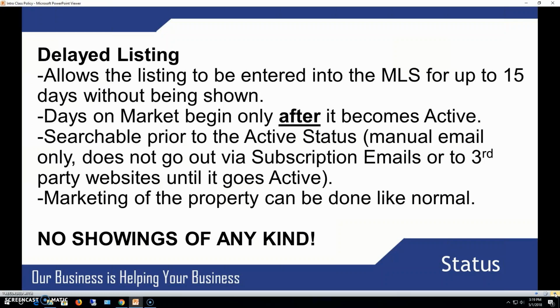This status allows the listing to be withheld from all showings for a maximum of 15 days. However, a shorter period may be selected as necessary. Days on market begin only once the listing has gone to active status and is searchable by agents while it is in the delayed status. Delayed listings can be manually emailed to customers and will also appear in the contacts portal if the portal has been enabled. However, these listings will not go out via subscription emails or to third-party websites until the listing reaches active status.